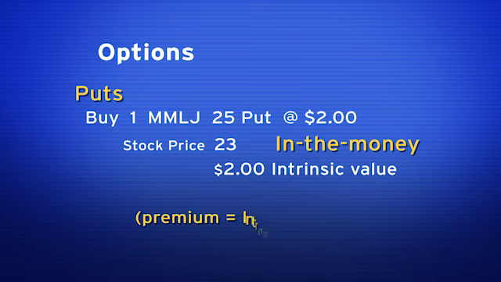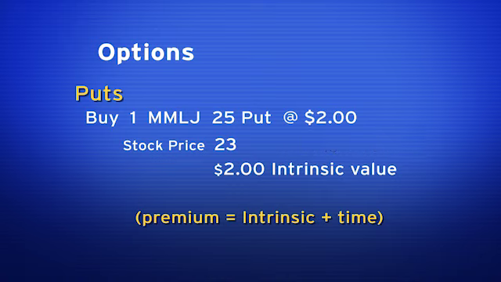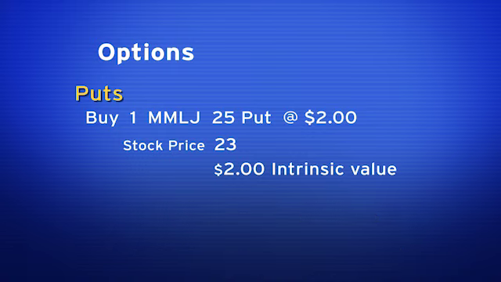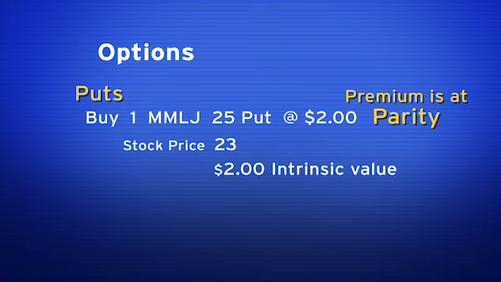Now remember, premium equals intrinsic value plus time value. So if the premium is 2 and intrinsic value is 2, what is the time value? Well, premium of 2 minus the intrinsic value of 2 means time value is 0. This option is about to expire. This option has a premium that is at parity. Remember, parity was when the premium equals intrinsic value and there is no time value. So this option is at parity.